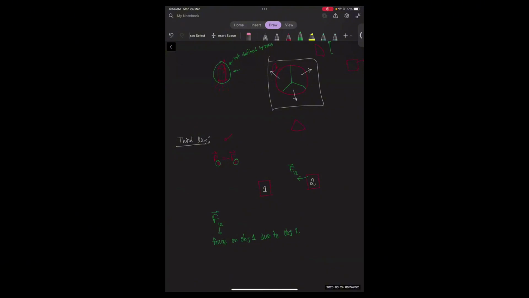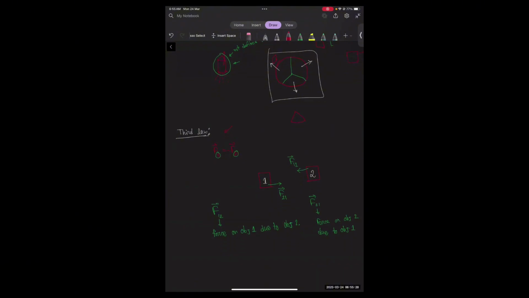And then similarly, object 2 is also applying a force on object 1. What do we name it? We name it F21. So what is F21? F21 is force on object 2 due to object 1. So the first number represents on whom the force acts, the second number represents who is applying the force.